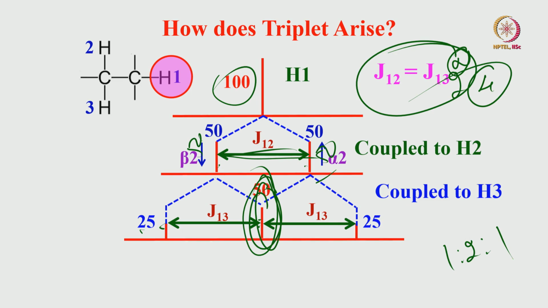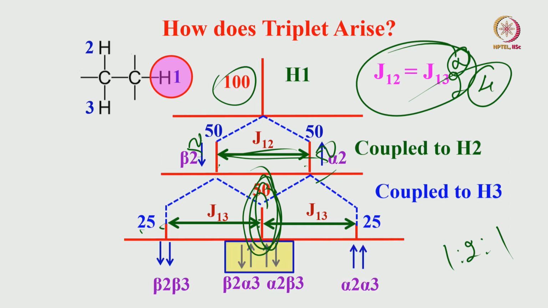This is a simple way of understanding, but quantum mechanically, if you try to understand NMR, the reason is that this is an alpha alpha state, this is beta alpha, alpha beta, and this is a beta beta state, and these two are identical states, indistinguishable. That is the reason why 2 peaks are overlapped and we get a triplet. Clear now how we got the triplet?